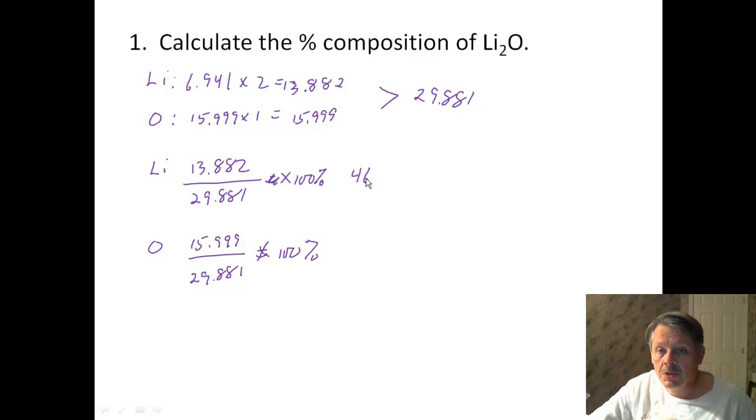So, this is going to be 46.46%. And this one down here is going to be 53.54%. If I take my percentages and add them up, I get 100%. That's what I want to make sure happens. It's a good way to check my work. Okay, so that's it for number 1.